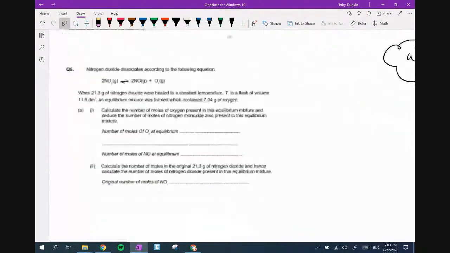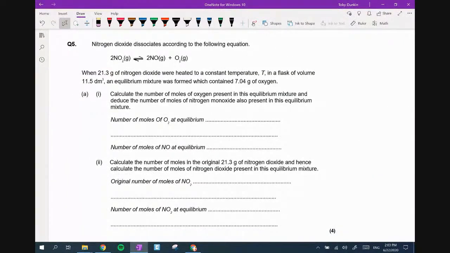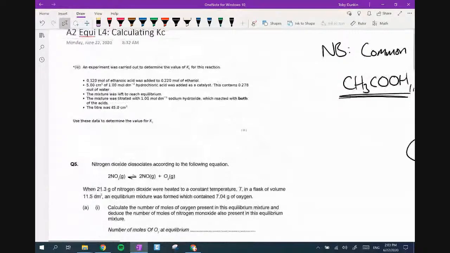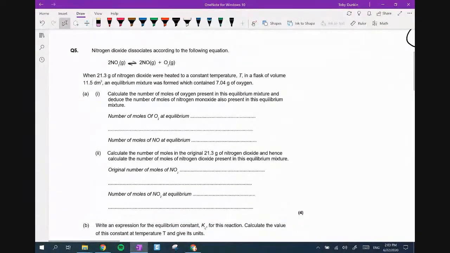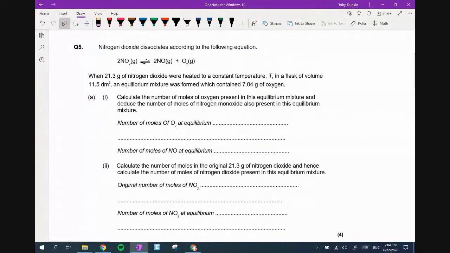Next question. Nitrogen. Now, look what they've done. That's interesting. This one was just a flat 6 marks, but this one's now broken it up for you. It shows how variable they can be. It says nitrogen dioxide dissociates according to the following equation. Right, guys, notice 2 on this side, 3 on this side. Can't use moles, have to use concentration. And look, they've given us a volume, because the equation's not a 1-to-1-to-1.